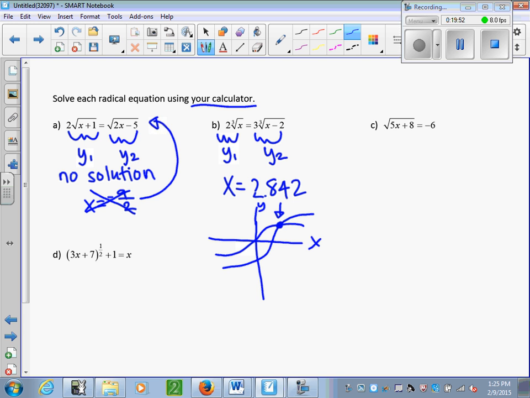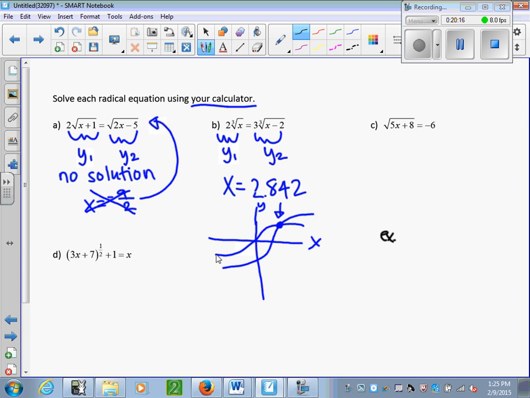Okay, so letter C. Similar to when we had absolute value, remember when we had absolute value, we had to see if it was even possible. First we'd get it clean, and then we'd see if the problem was even possible. So let me just throw something up here real quick. Just a side example of when we had absolute value.